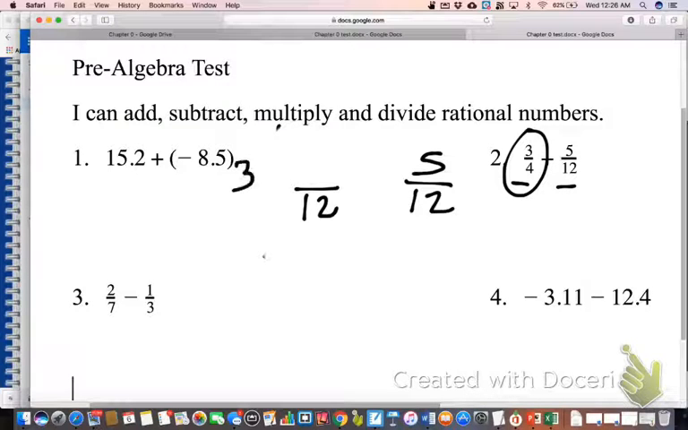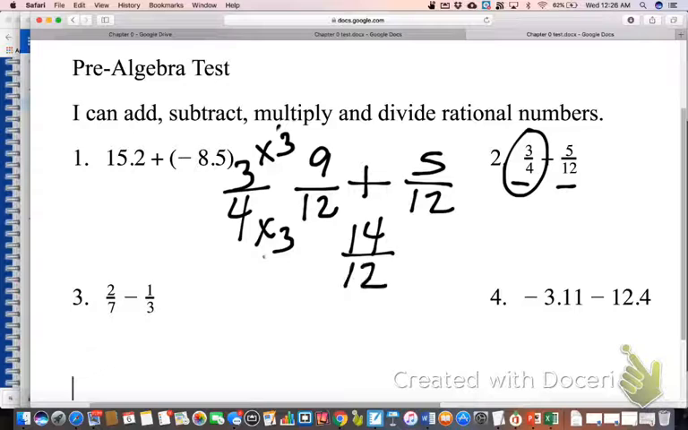So in order to get that 4 to be a 12, I had to multiply it by 3. Which means I needed to multiply the numerator also by 3. So that 3 over 4 is now going to become a 9 over 12. If I add 9 over 12 plus 5 over 12, that gives me 14 over 12. And if I simplify, divide them both by 2, that leaves me with 7 over 6. So my final answer is 7 over 6.